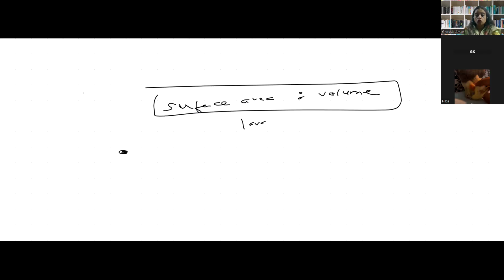So how are we going to prove this? In our book, one small experiment is given. How are we going to prove that small things have a large surface area to volume ratio? We call it the surface area to volume ratio. So if the size is very small, the surface area to volume ratio will be very large. And if something is very big, the surface area to volume ratio is very small and diffusion will become slow.